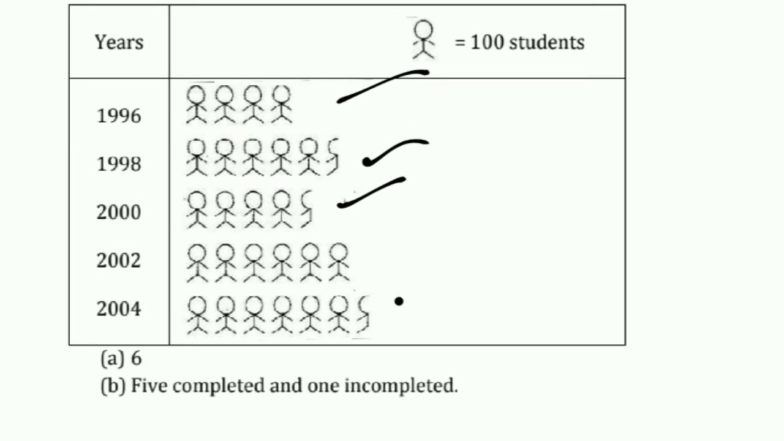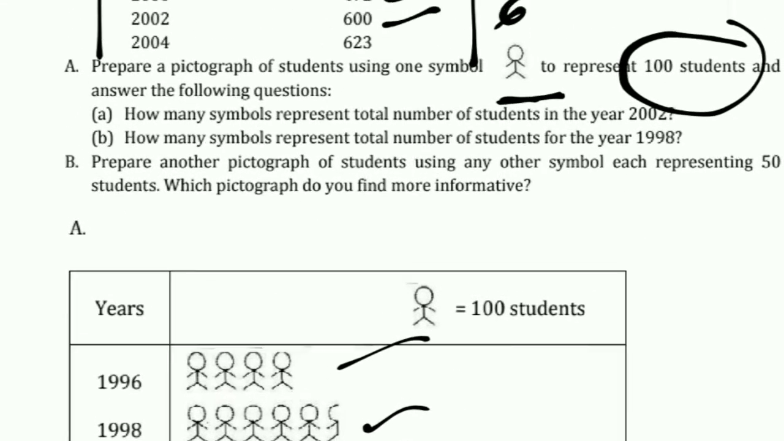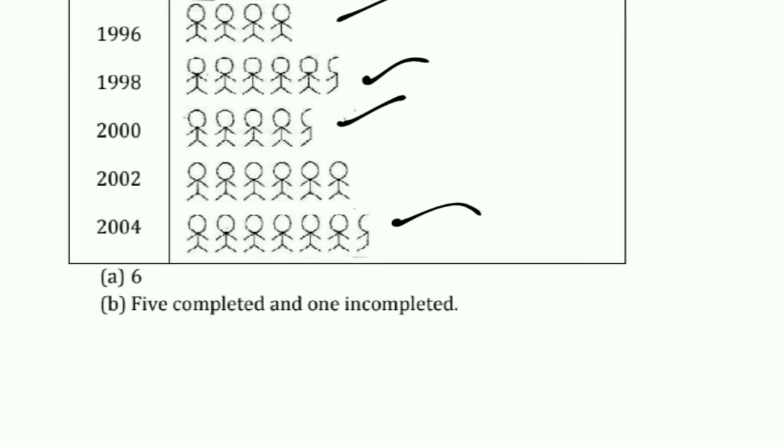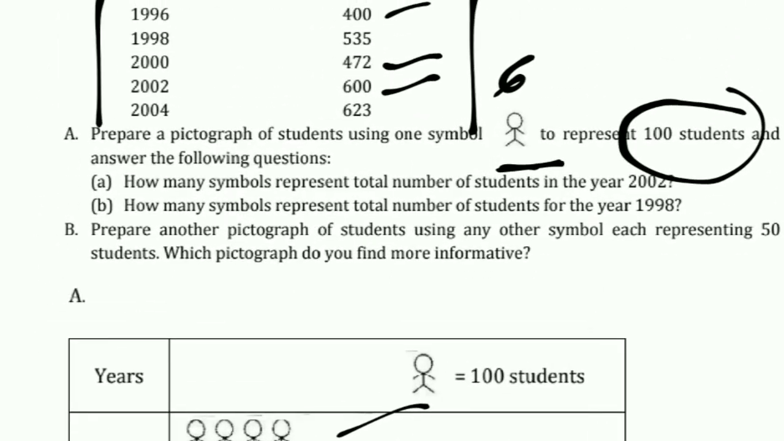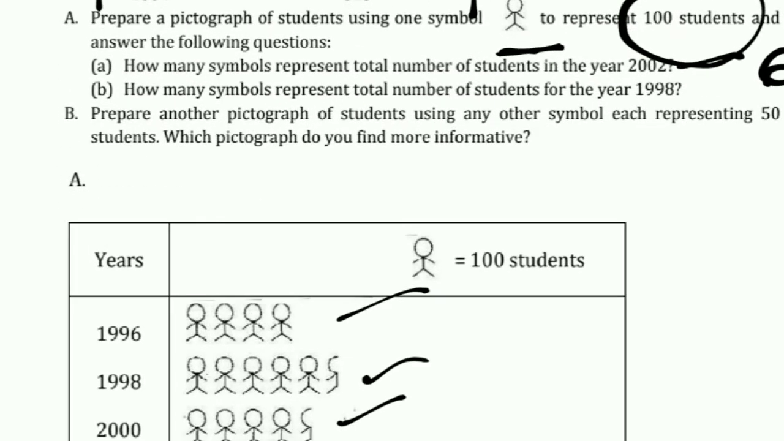Again we have drawn a half part, so that is 623. Okay, now the first one, how many symbols represent the total number of students in the year 2002? 6 symbols. Then how many symbols represent the total number of students for the year 1998? How many symbols have we represented? We have represented 5 and a half.